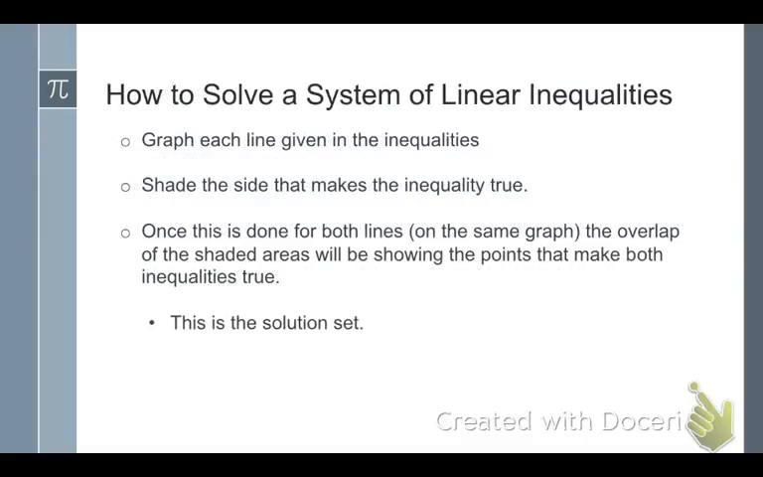So the process is you graph each line, then you shade the side that makes the inequality true for that line. You do it again for the other line, shading again. The overlap area is your solution set to your system, where both inequalities will be true.